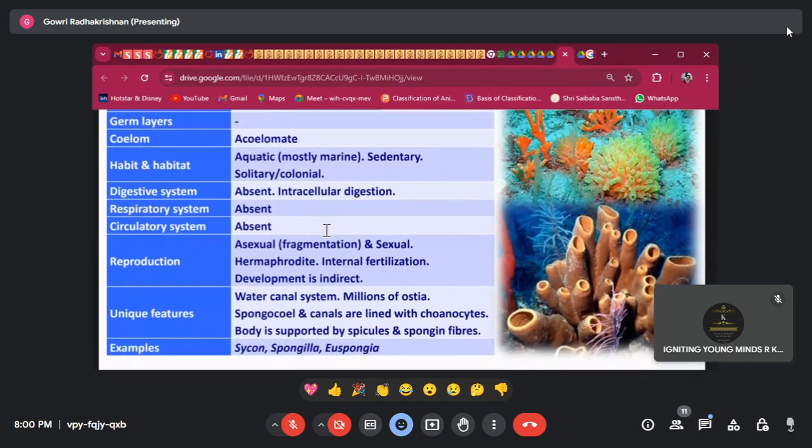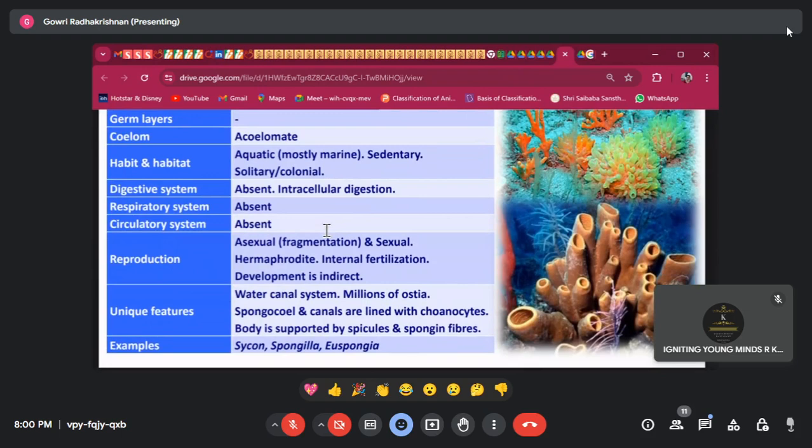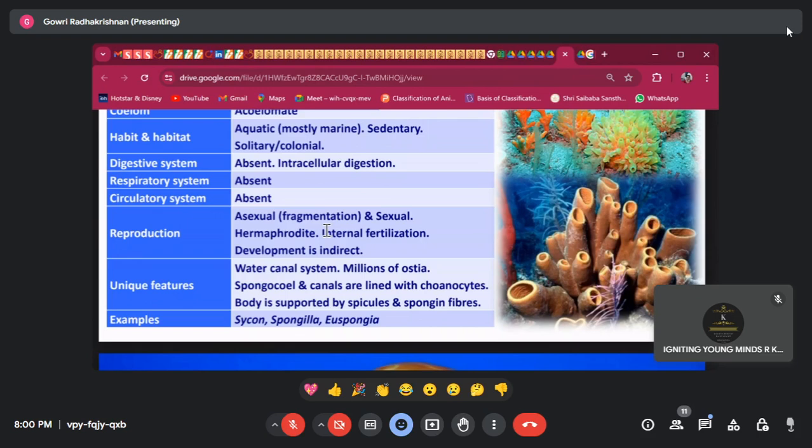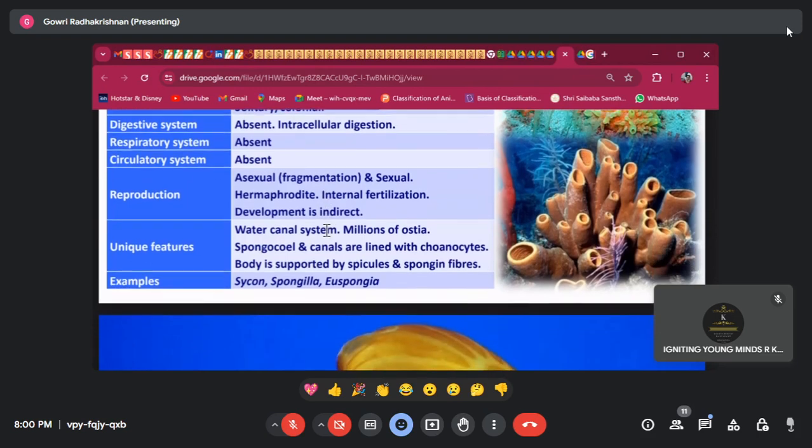Digestive system is absent, intracellular digestion. Respiratory system is absent, circulatory system is absent. Reproductive system is asexual, that is fragmentation, or sexual in the sense it's hermaphrodite. Both the male and female sex organs are present in the same individual. Internal fertilization, development is indirect, that is, it has a larval stage.